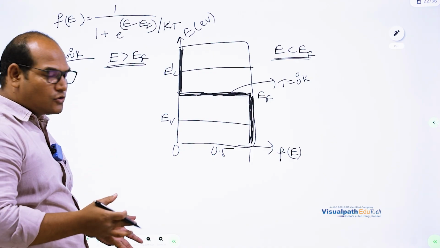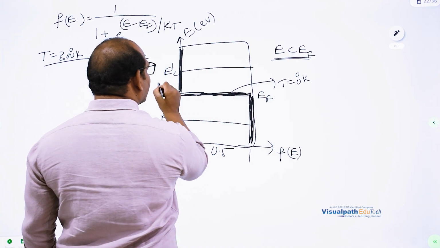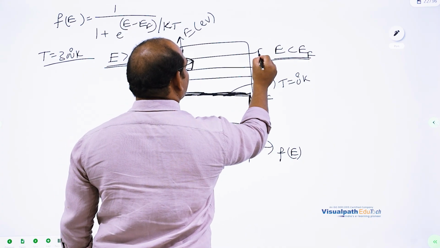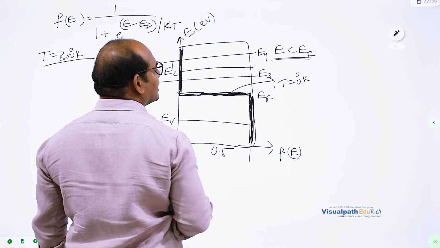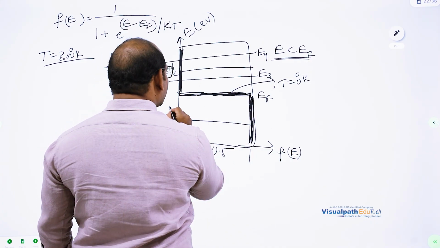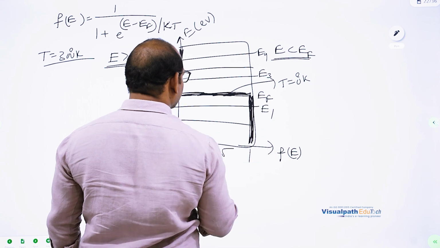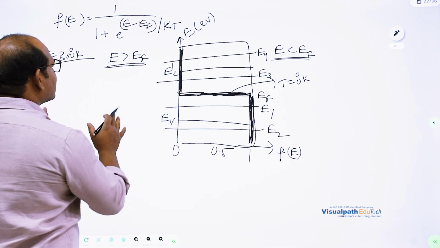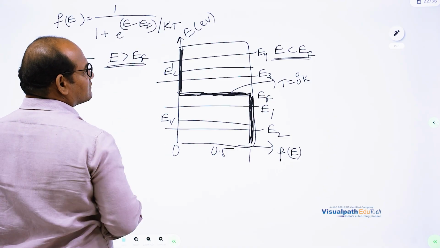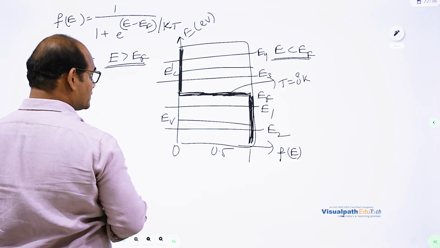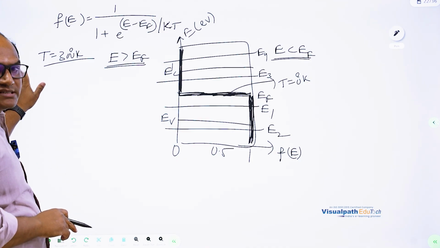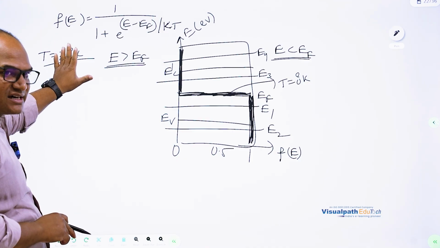So, to understand what we need to do, we will take two energy levels here, E3 and E4, which are above the EF. And below the EF also we will take two energy levels, E1 and E2. Okay. So, first I am taking E greater than EF. See carefully, it is somewhat confusing. So, listen carefully. We are working for non-zero temperature. That means temperature is equal to 300 degrees Kelvin.